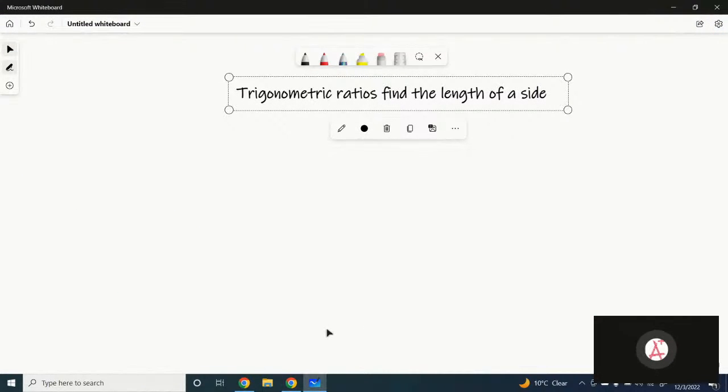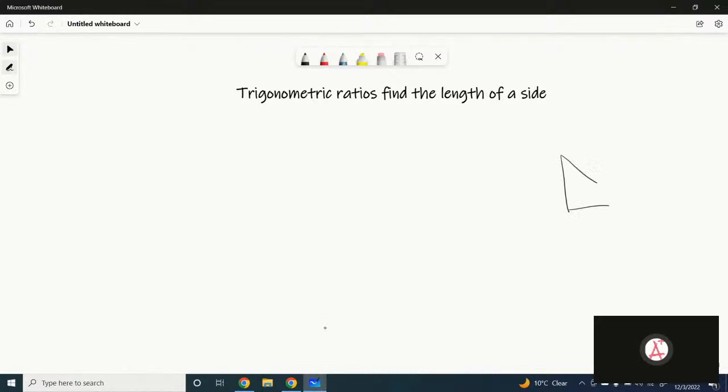Okay, let's just start with the first example. Let me write down the question on the board. You are given a triangle RTS, with a side of 2 square root 14.